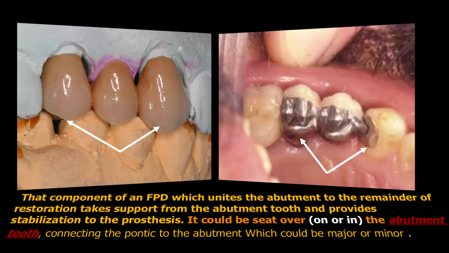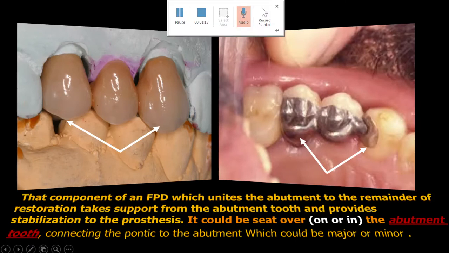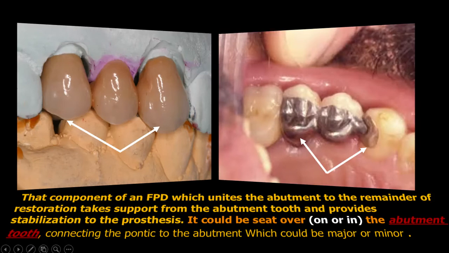Retainer مثل ما قلنا هو one of the components of a partial denture. مثل ما نشوفه بالصورة، هذا هو retainer. It's going to unite the abutment tooth اللي هو موجود below this crown. It's going to connect the abutment to the remainder of the restoration. This retainer is going to take support from the abutment and provide stabilization for the prosthesis.